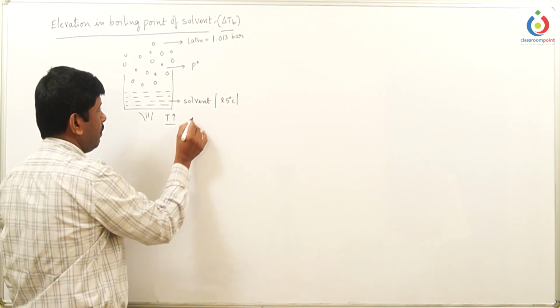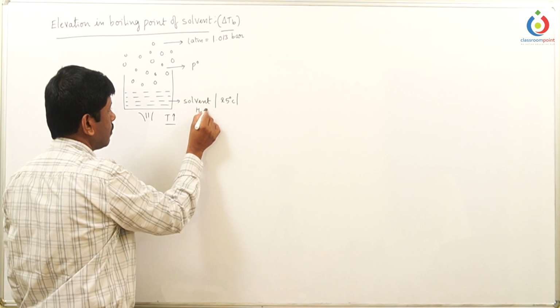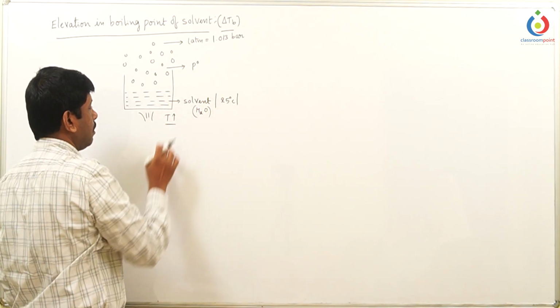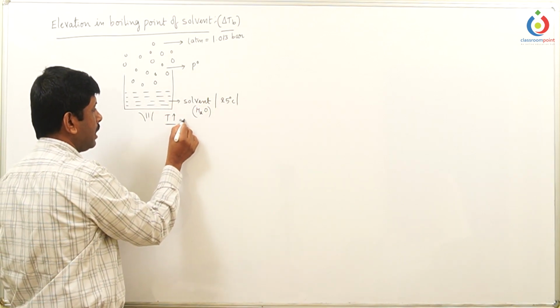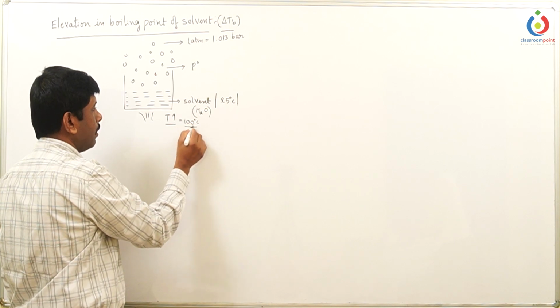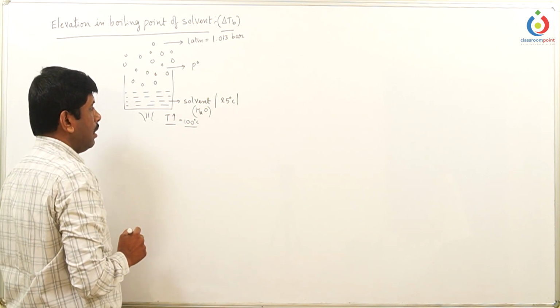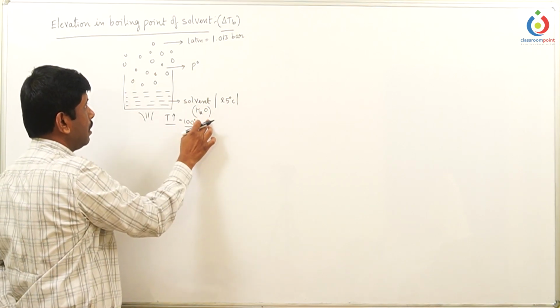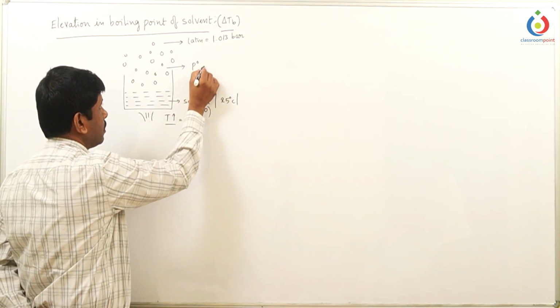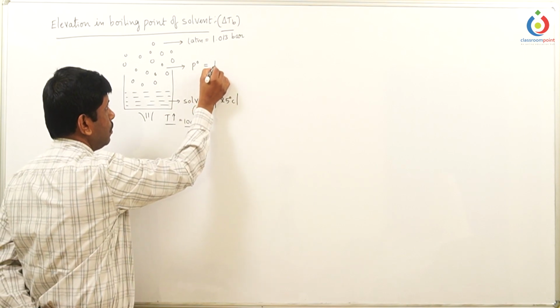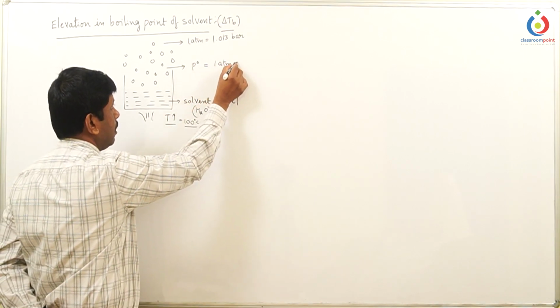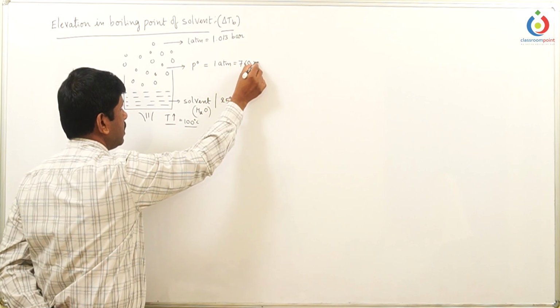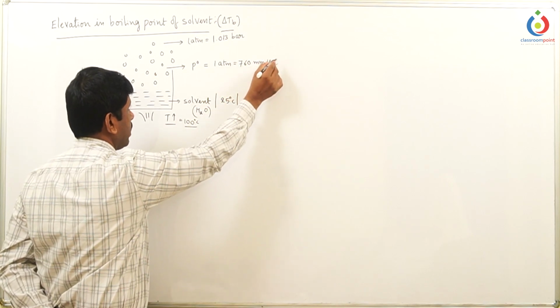So let us take the solvent water. The boiling point of water, we know, is 100 degrees centigrade, the normal boiling point of water. That means at 100 degrees centigrade, the vapor pressure of water is equal to atmospheric pressure. So P naught of water is equal to 1 atmosphere, or else we can take this as 760 millimeters of mercury.